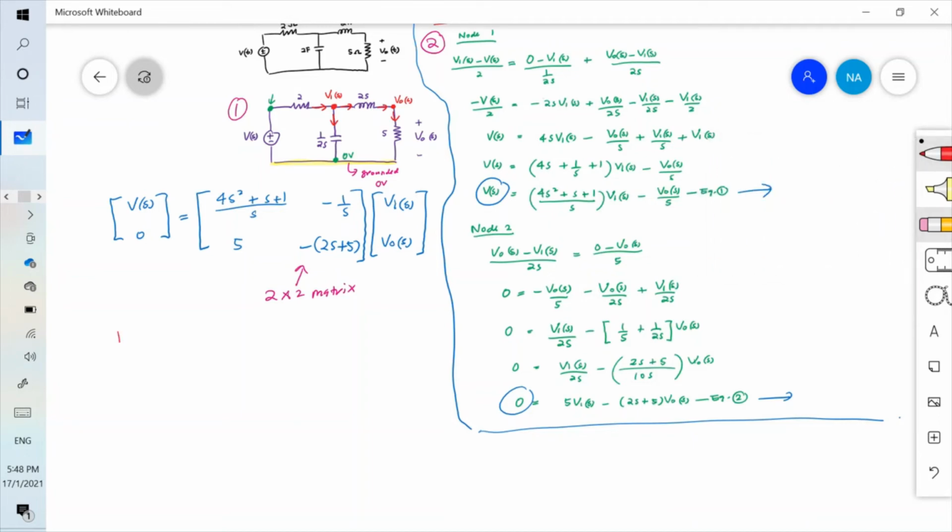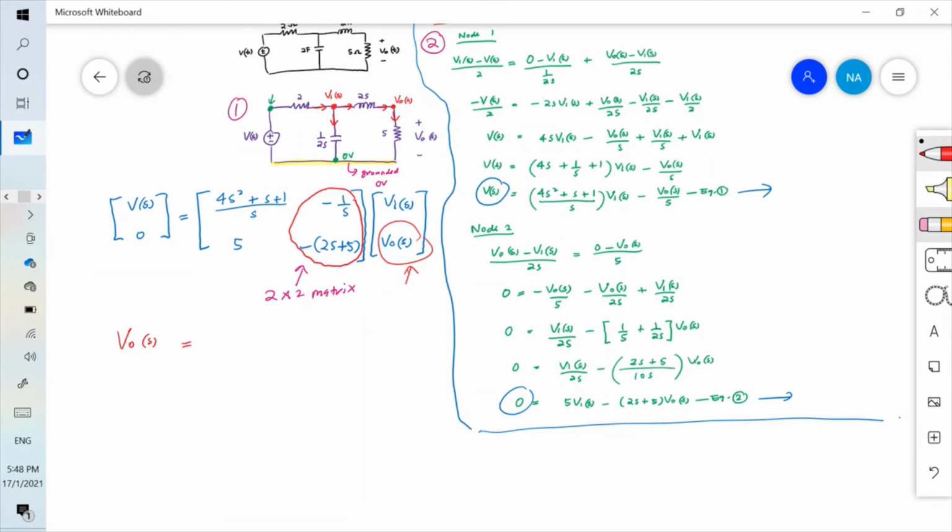Right, so we're going to find V naught s. V naught s is the bottom or the second term in this 2 by 1 matrix. So it is here. Meaning that in this 2 by 2 matrix, the second column is the term that is multiplied with the V naught s.